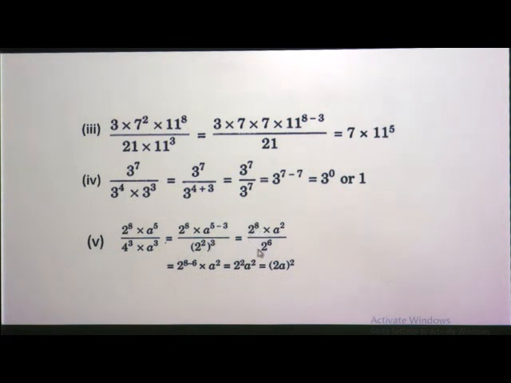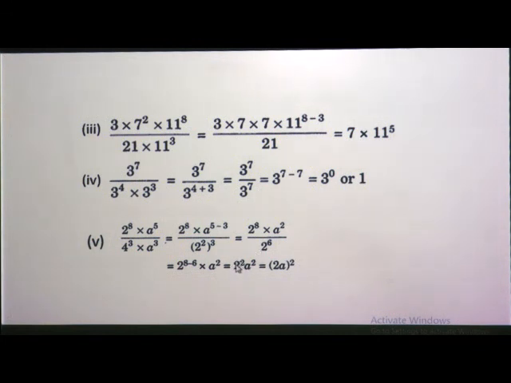Now, you will see here the bases are the same, that is 2 and 2. So, what will be done? Powers will be subtracted, as it is in the form of a division. So, we write 2 raised to the power of 8 minus 6 into a raised to 2, or we can say a square. After subtraction, 8 minus 6 we get 2. So, we can say 2 square and a square.